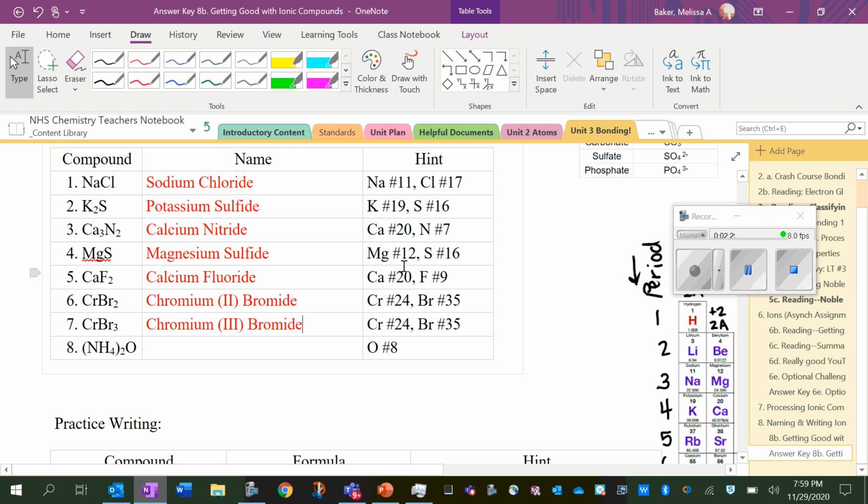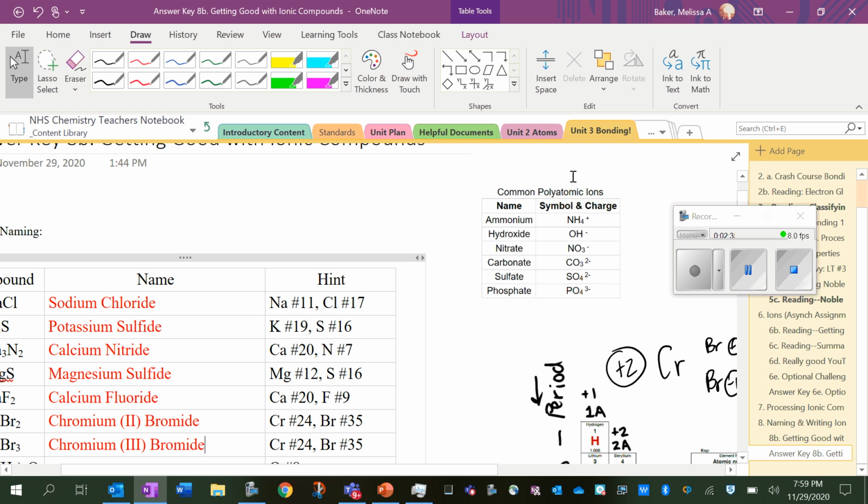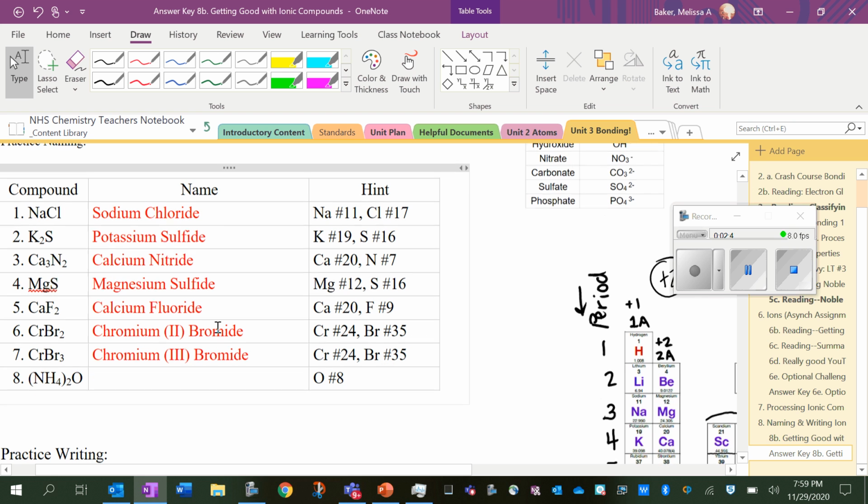Okay, and then the next one, it tells you where these are, and it doesn't have anything for NH4. That must mean that it's one of the special common polyatomic ions. So NH4's name is ammonium. So we just keep it the same, ammonium, and then not oxygen, but oxide.